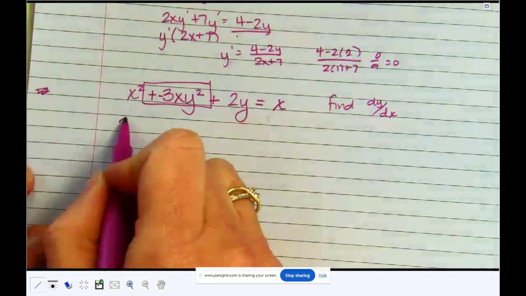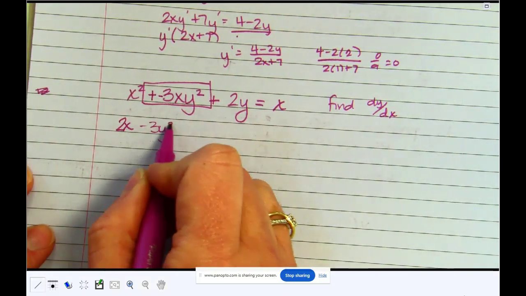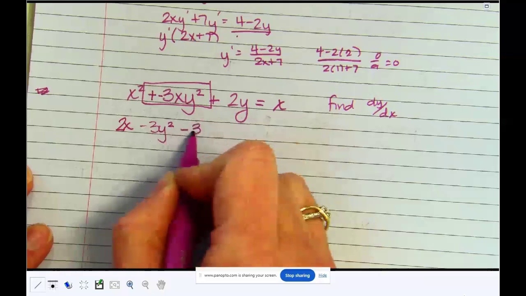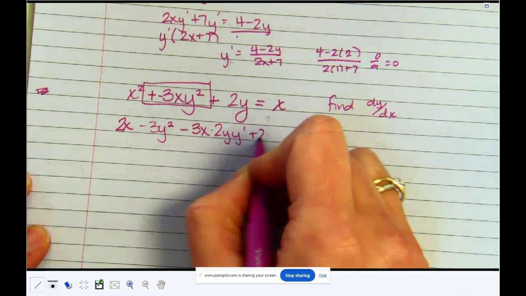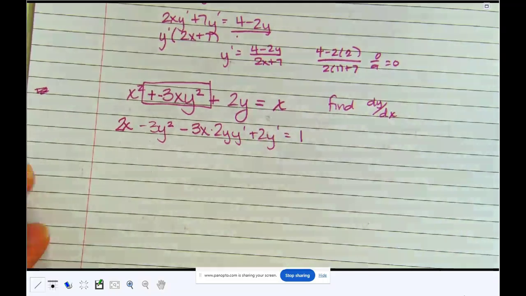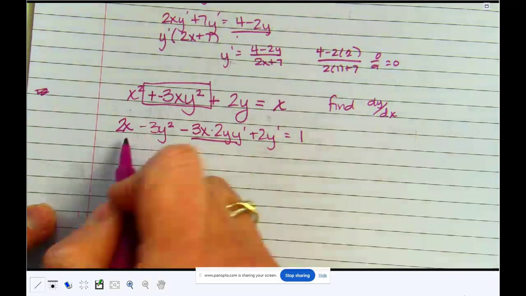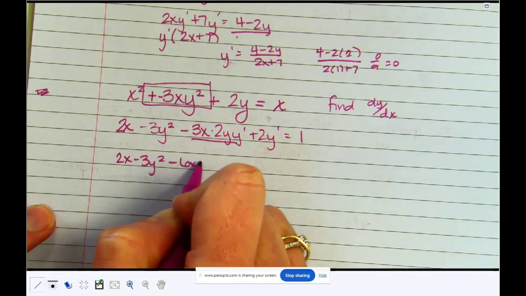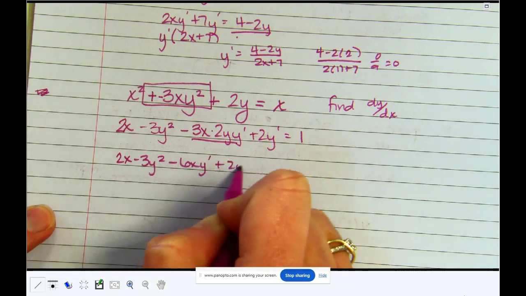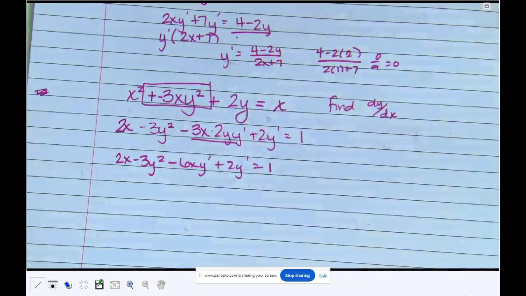So the derivative of this is 2x. The derivative of this is -3y squared, but minus 3x times 2y prime, plus 2y prime equals 1. This mess is 6 because you have to combine those things. It says 2x minus 3y squared minus 6xy prime plus 2y prime equals 1. Then you move all the things. Do you need me to finish it?